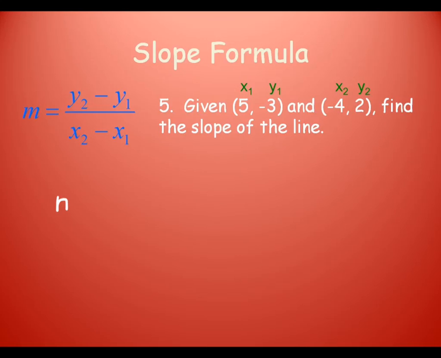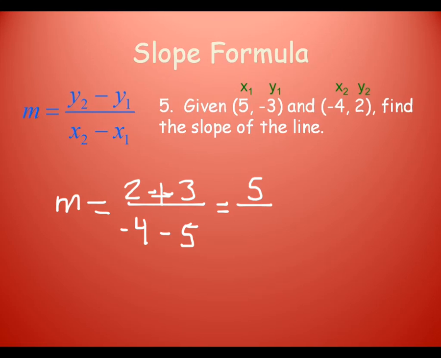So if we do that and use the slope formula, it says take the second y minus the first, so that's 2 minus negative 3, because that's the first y, divided by the second x minus the first, which was 5. And then I simplify this. Well, what does this double negative become? A positive, so 2 plus 3 is 5. And negative 4 minus 5, negative 9. That can no longer be simplified, so that's my slope.